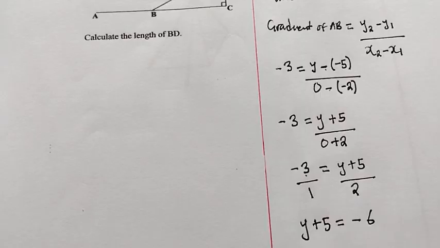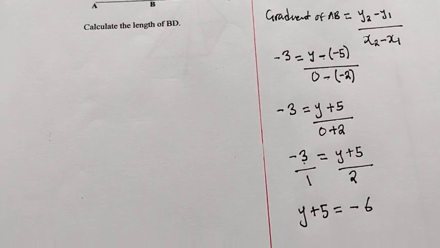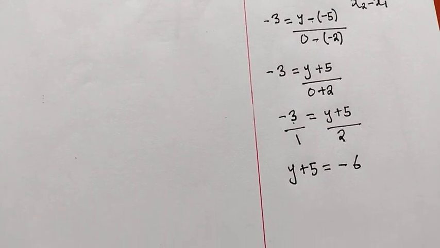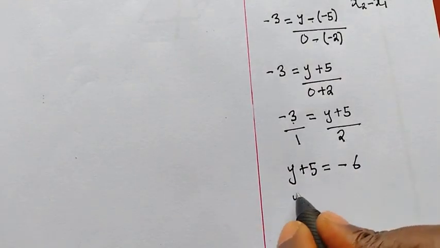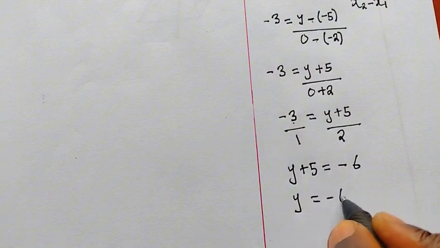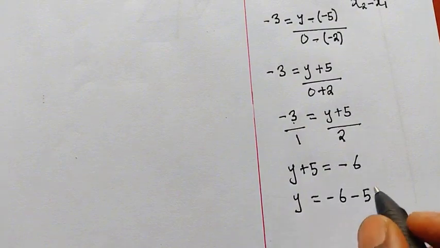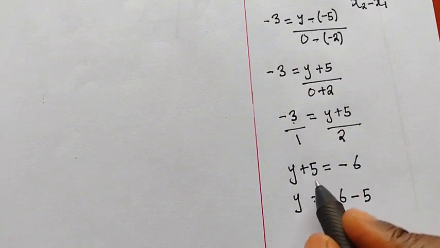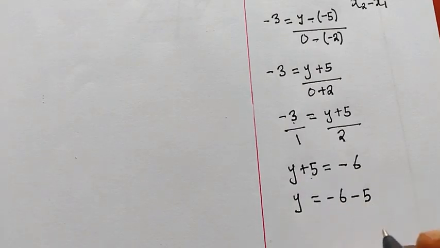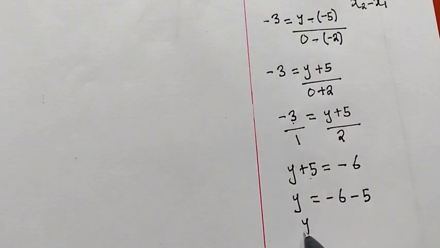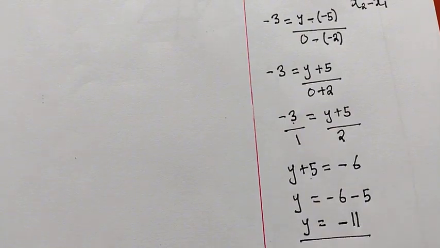From here, we collect the like terms. So the like terms are 5 and a negative 6. So this y will remain here. You're going to have negative 6 minus a 5. The reason why this is a negative 5 is because it was a positive 5 right here, and when it comes to this side, it becomes a negative 5. So here, what will be our answer? y is equal to negative 6 minus 5. This will give us a negative what? 11. This will be the value of y.